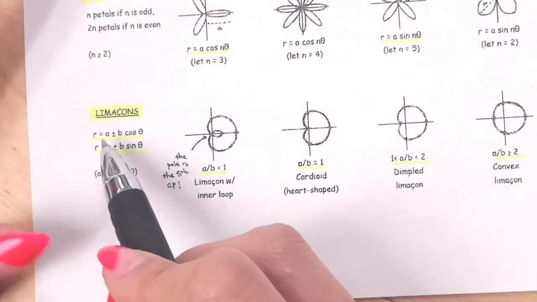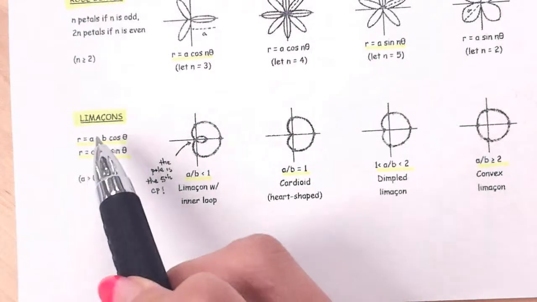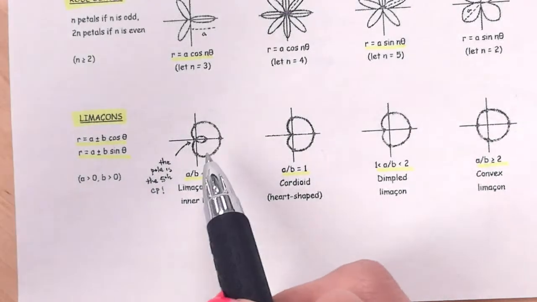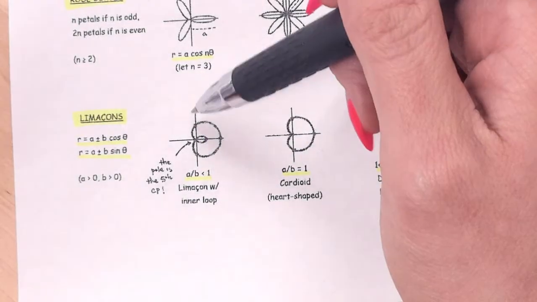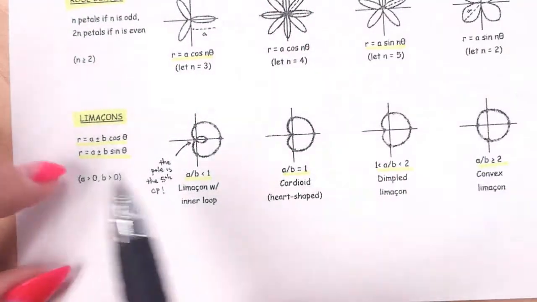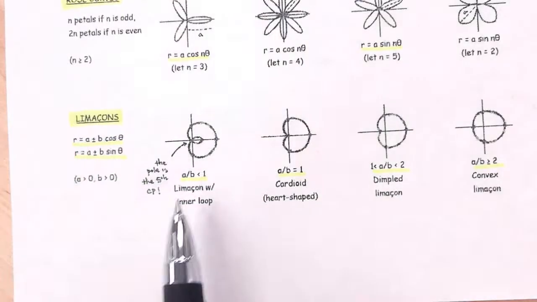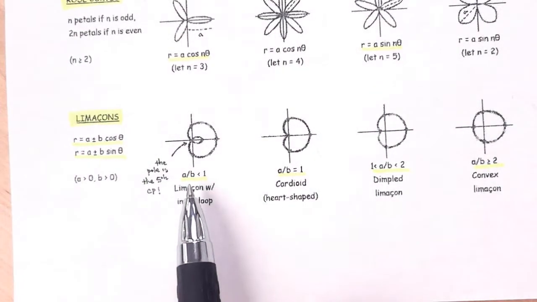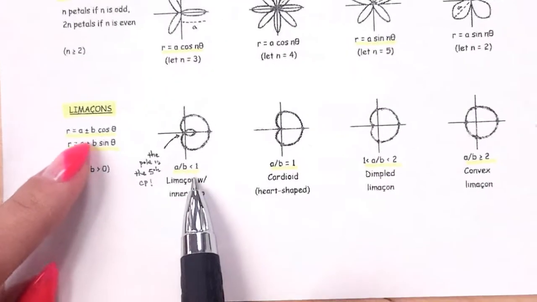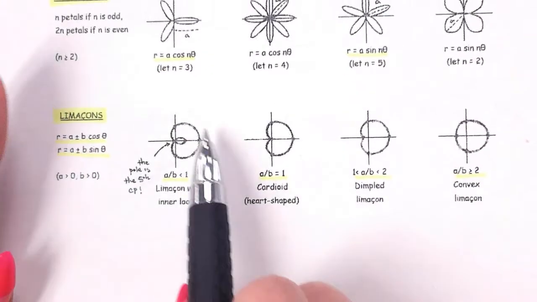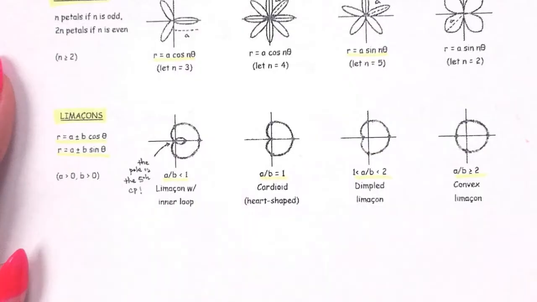A and B are actually both positive. What the plus and minus tell you is if you're on the right side or the left side, or if you're above or below, if it's like a sine graph. So A and B are both positive. One more thing you have to remember is if A over B is less than 1, then you're going to have this limacon with an inner loop.